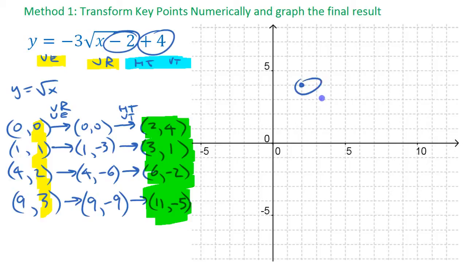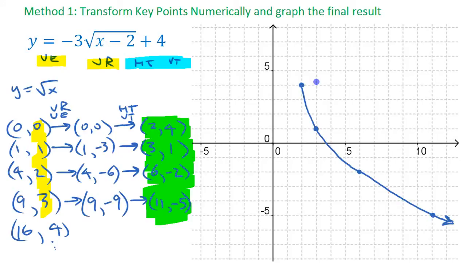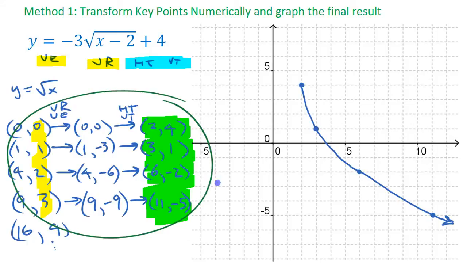All right, so we already graphed that first one there. That's going to be that end point. And then 3, 1 is right there. And 6, negative 2 is right there. And 11, negative 5 is right there. Now I'll try to draw a nice smooth curve through this as best I can. It's going to keep going that way. The way I know that is because we could have put more points on the end here, right? I could have done 16, 4, and so on. More points than that, and it would have kept going to the right. So that's the graph of this function using transformations, working with the points, by just transforming those points.